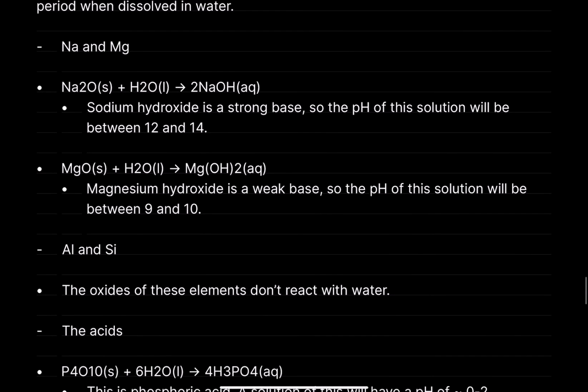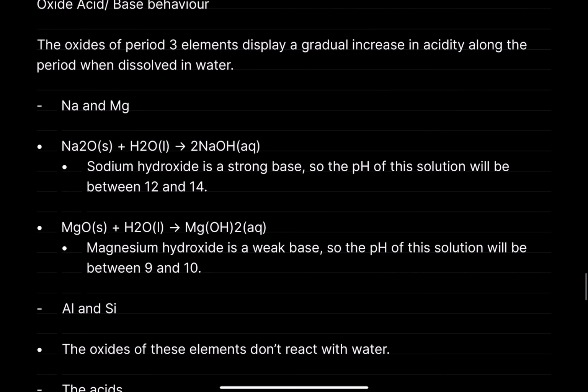Now, magnesium oxide plus water goes and forms magnesium dioxide, sorry, that's not right at all. Magnesium oxide plus water goes and forms magnesium hydroxide. So magnesium oxide is also basic because it forms magnesium hydroxide, but magnesium hydroxide is a weaker base.